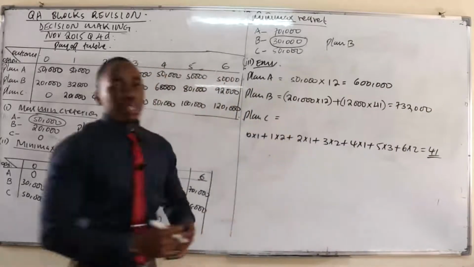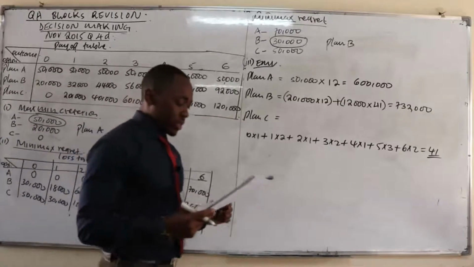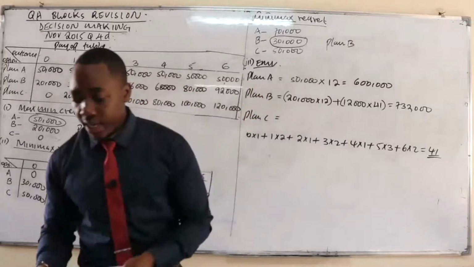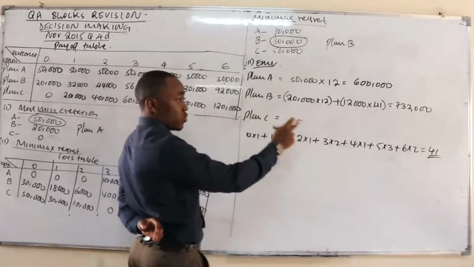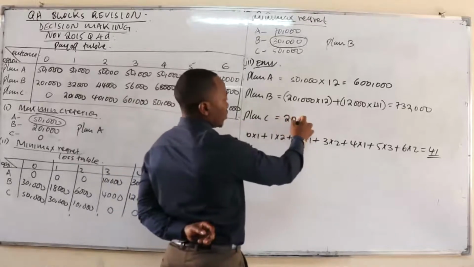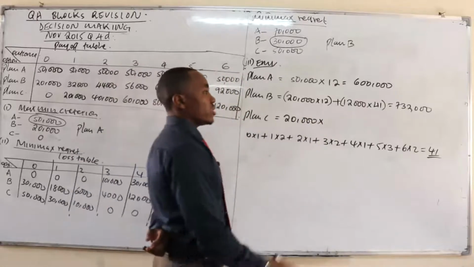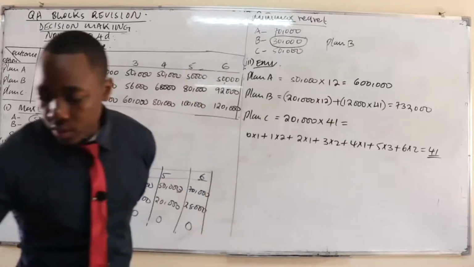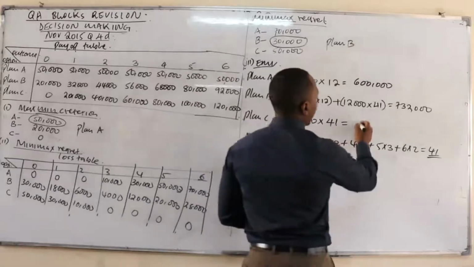Let's go to plan C. In plan C, you are told that there is no monthly salary, but a commission of 20,000 per house. So that means if there is no minimum salary, you are getting a commission of 20,000 per house. You take 20,000, and how many houses did you sell during the year? That number of houses sold was 41. So during the entire year, you got 820.